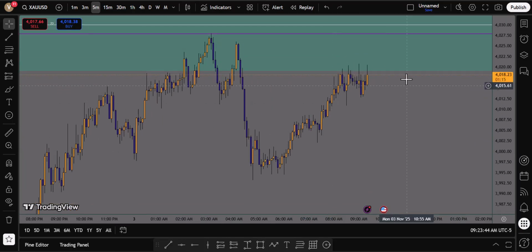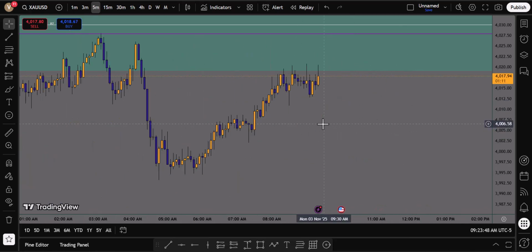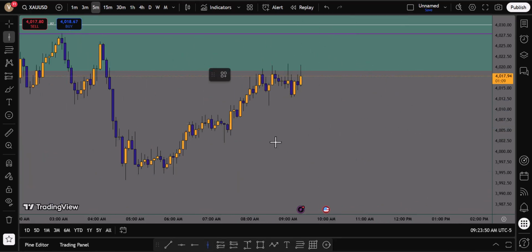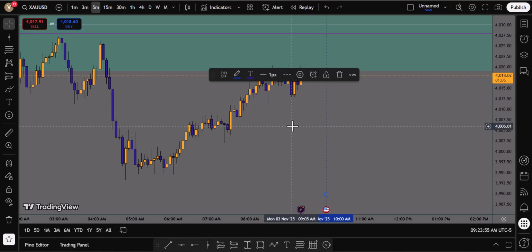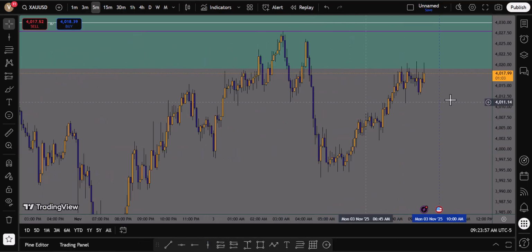I don't know how long it's going to take for price to get there, but let's see what happens after the news by 10 a.m. So we'll have the news coming by 10. Okay, so let's see what happens by 10 a.m. Is it going to give price the strength to get all the way up there?